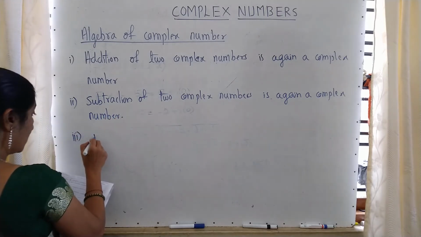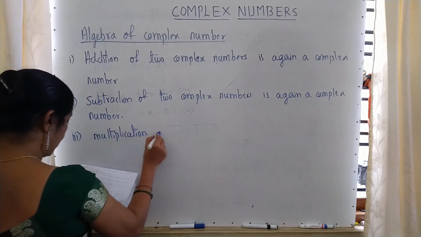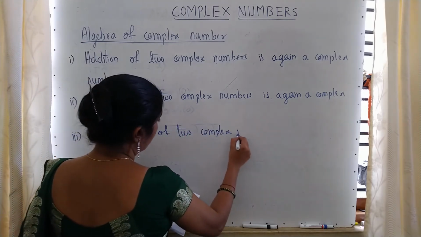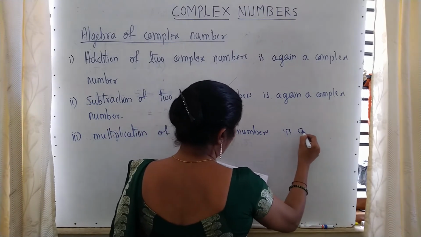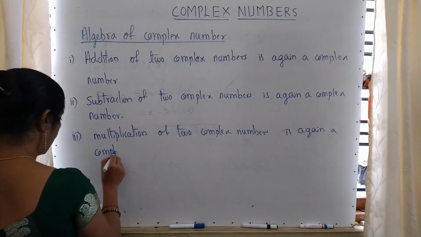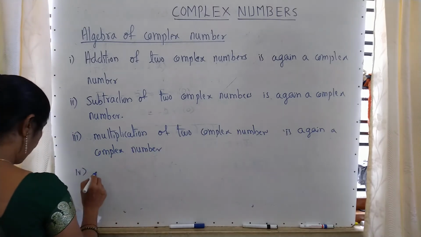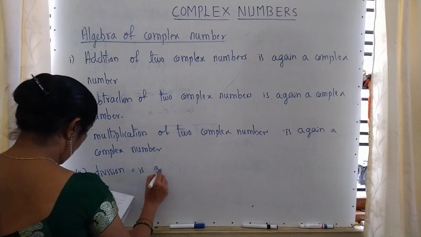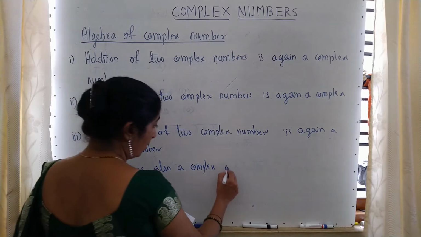Third one, multiplication of 2 complex numbers is again a complex number. Fourth one, division is also a complex number. That means division of 2 complex numbers is also a complex number.